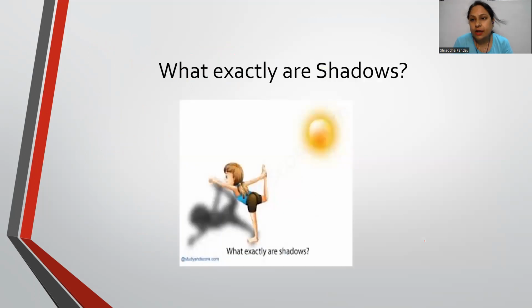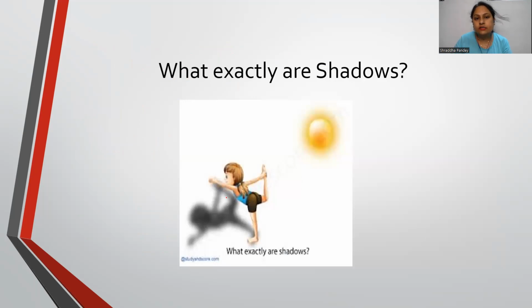Now, what is a shadow? We have learned about opaque objects. Because of an opaque object, the shadow is formed. In a transparent object, the shadow will not be formed, but in an opaque object, the shadow will be formed.